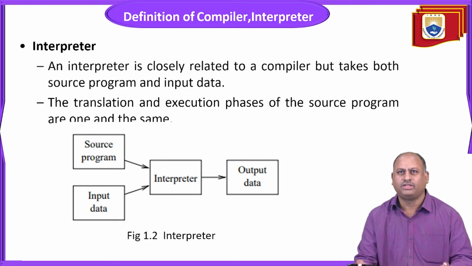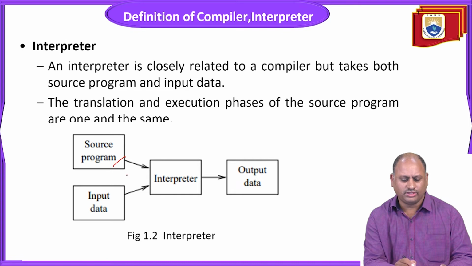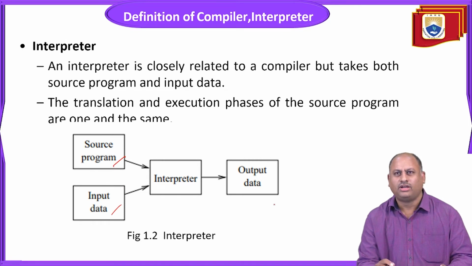How the interpreter works: it takes the source program as well as the input data at a time, both of these, and then gives the result output to the user. So here both phases, that means translation and execution, happen at a time. Whereas in compilation it doesn't do that.